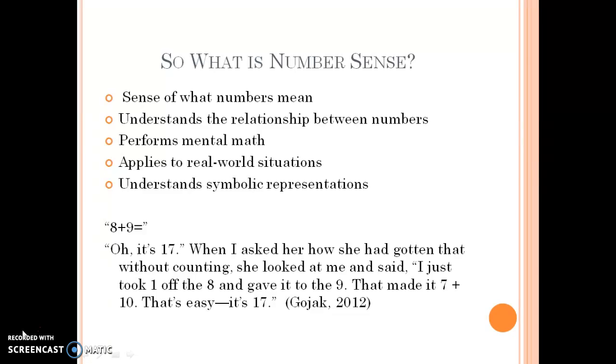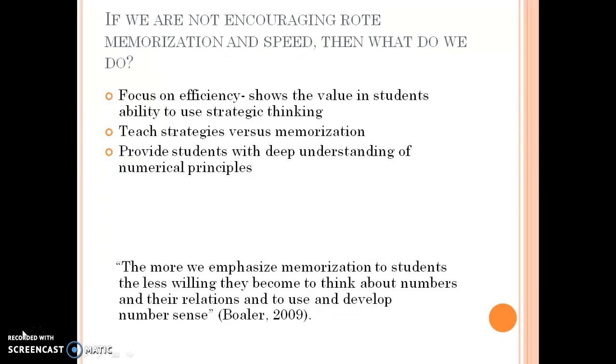As I was doing some of my research, I came across this quote, and I thought it was a good example, a scenario that was spoken of in the article. So given 8 plus 9, the student said, oh, it's 17. And when the person asked her how she had gotten that without counting, she said, I just took 1 off of the 8 and gave it to the 9, and that made it 7 plus 10, that's easy, 17. So that would not have been possible without number sense.